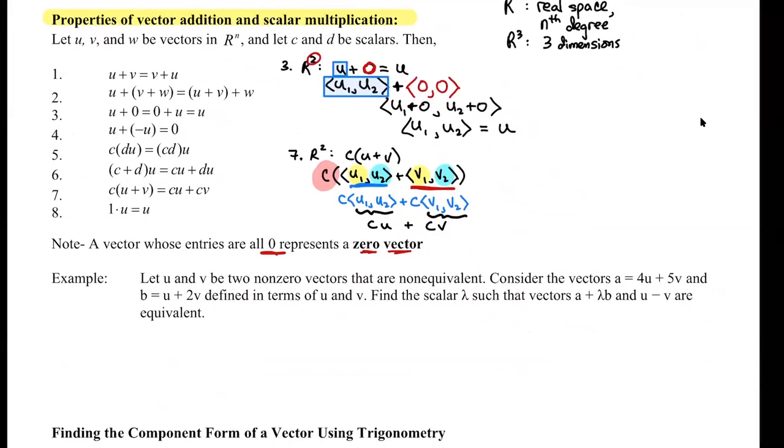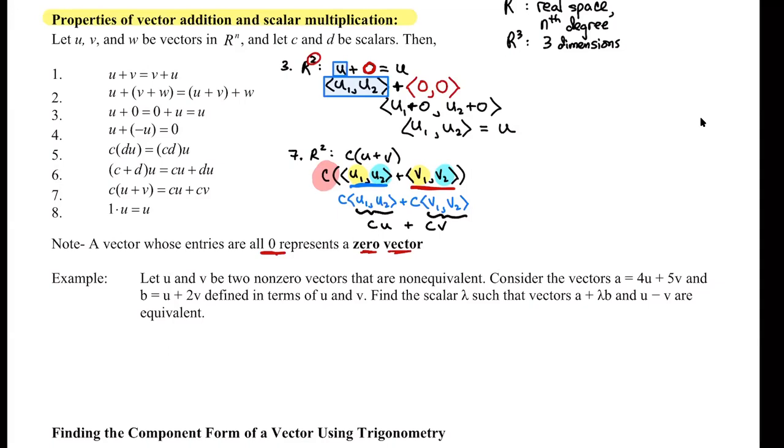The example that follows: U and V are two non-zero vectors that are non-equivalent. So they're two different vectors, right? Two different vectors that also have different magnitudes. Consider the vectors A equals 4U plus 5V and B equals U plus 2V, defined in terms of U and V. Find the scalar lambda such that the vectors A plus lambda B and U minus V are equivalent, right? So a lot of weirdness going on with that one.